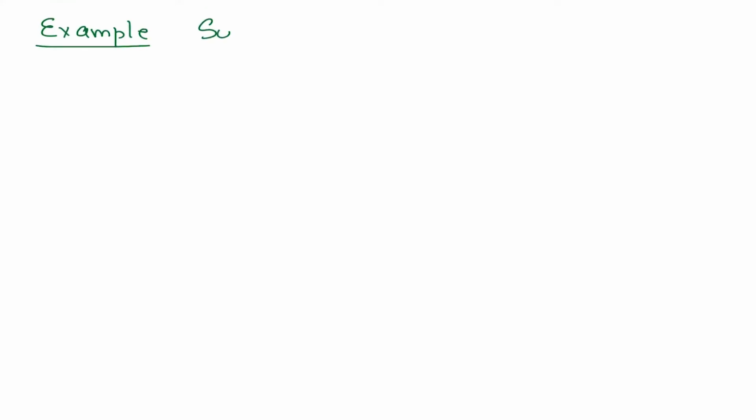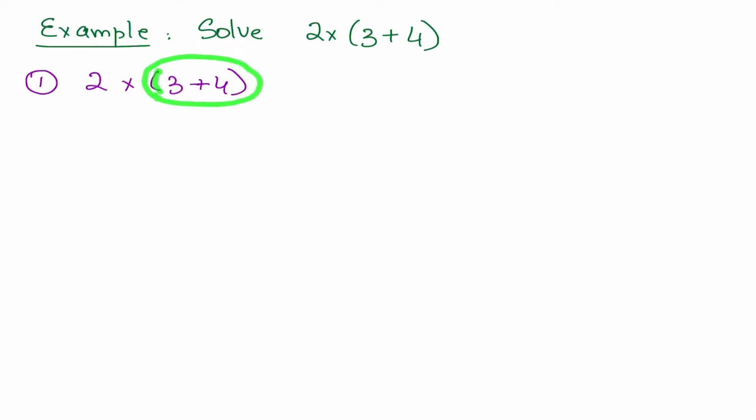If we want to solve 2 times (3 plus 4), how can you solve it? The distributive law states that if you have such a problem, you can solve it in two ways. The first method is that you solve whatever is in the brackets first. Here 3 plus 4 is equal to 7, and then you multiply the group with the number that is outside the group, that is 2. So 2 times 7 is 14.